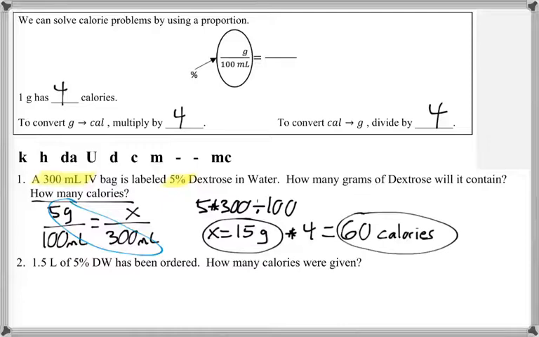Number 2 says 1.5 liters of 5% DW, which is dextrose and water, has been ordered. How many calories were given? So the 5% tells me the left-hand side of my proportion. So 5 grams over 100 ml. And then my order is for 1.5 liters.